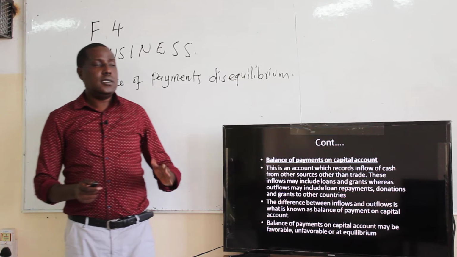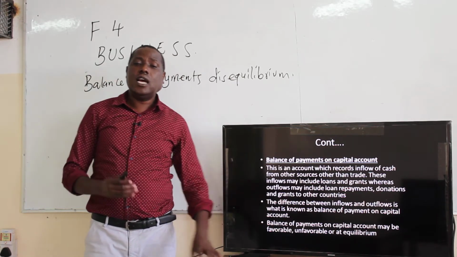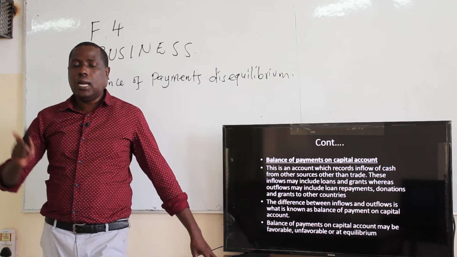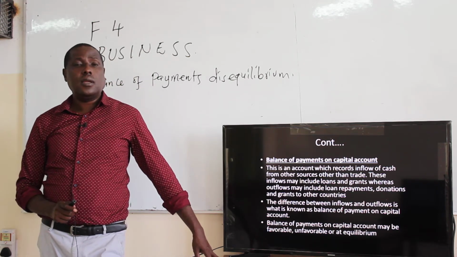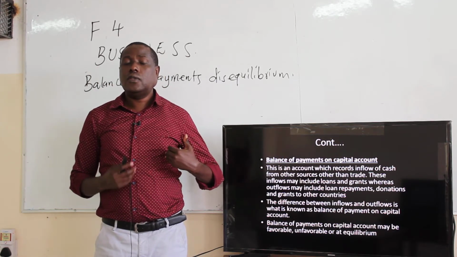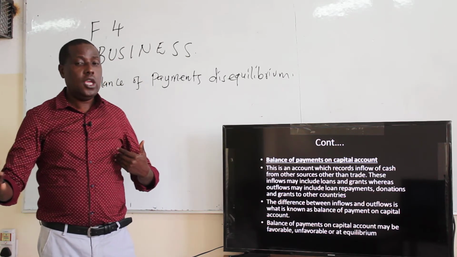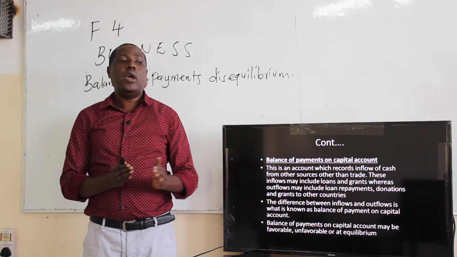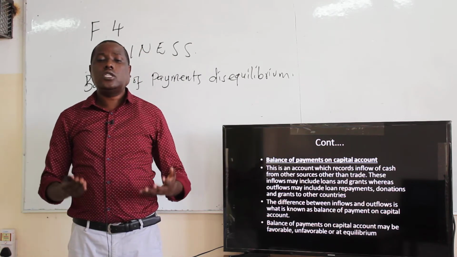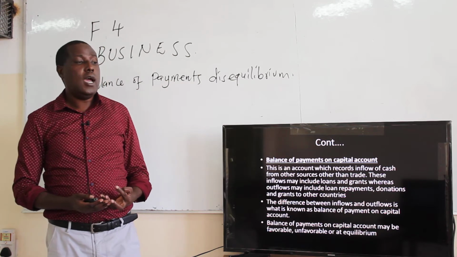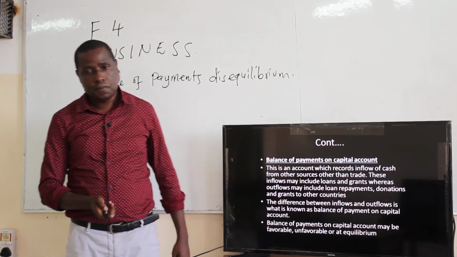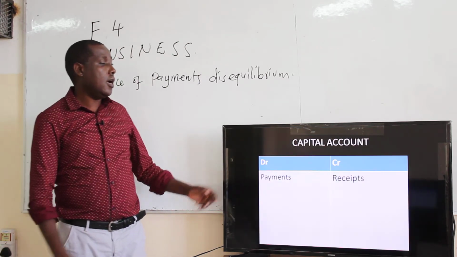Now, the difference between the cash inflow and the cash outflow is what we call balance of payment on capital account. What does that mean? It can be favorable if we have more inflows than the outflows. It can be at equilibrium when the inflow equals the outflow, or it can be unfavorable when we have more outflow and less inflow. As you can see in the diagram on the table here.